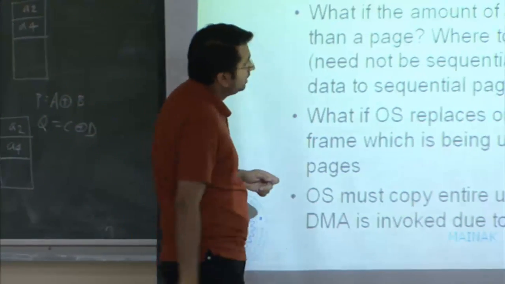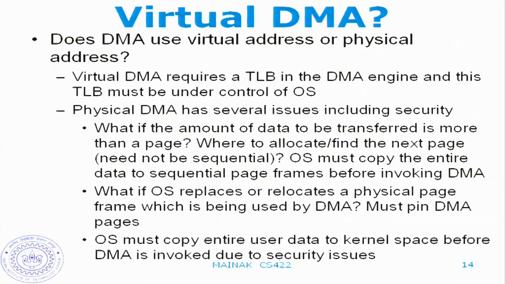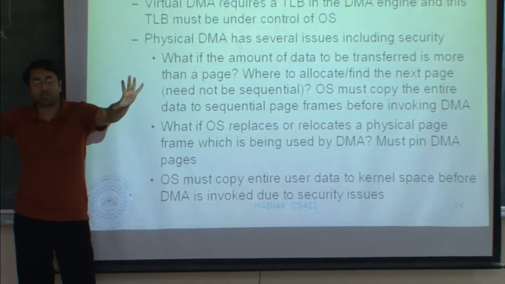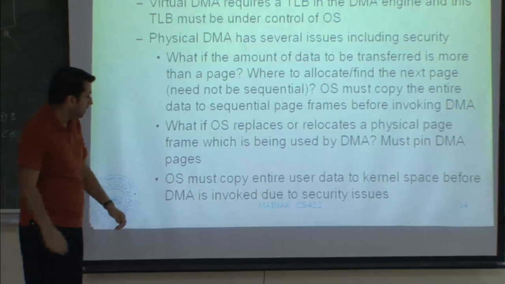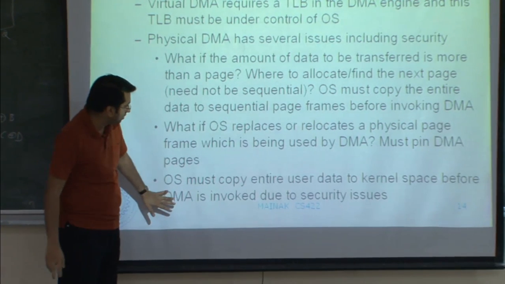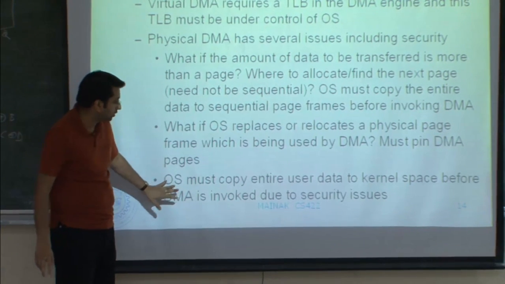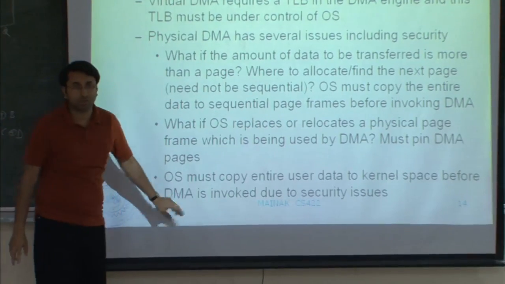Because what may happen is that through the DMA, a particular user can actually start writing to some other space. Because once you start the DMA, there is no security check. There is no check done actually. It's a byte copy from one address space to another. That's it. Okay. So to avoid this problem, OS must copy the entire user data to kernel space before DMA is invoked. Right.